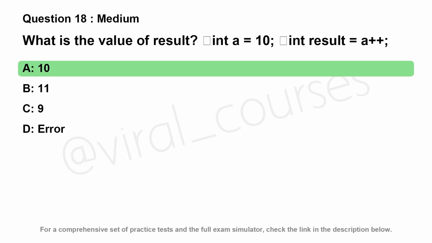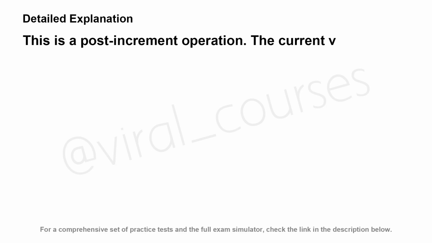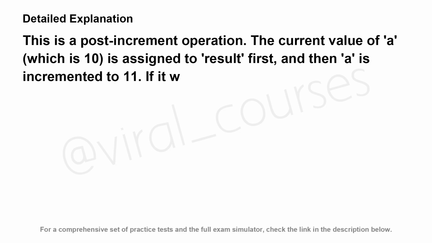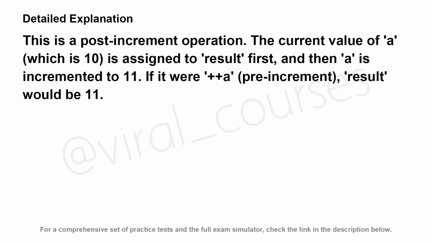The correct answer is A. This is a post-increment operation. The current value of a, which is 10, is assigned to result first, and then a is incremented to 11. If it were a pre-increment, result would be 11.